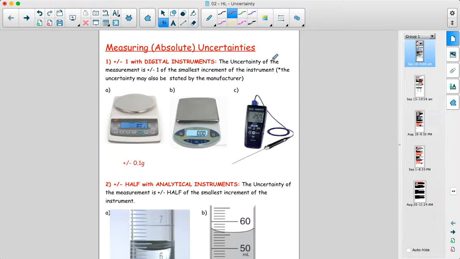So for this video, we're just going to look at the rules we're going to use in IB chemistry to determine uncertainties on measurements. These may not be perfect, they may not be the most advanced, but these are the acceptable rules for the DP chemistry class.